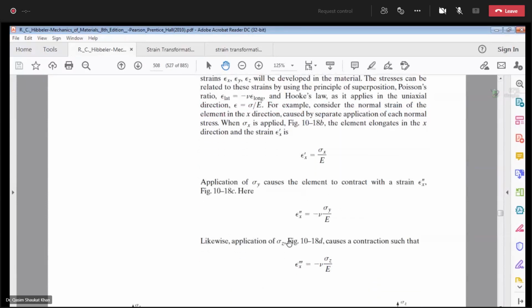Likewise, application of sigma z causes a contraction. Why does the contraction occur? Because in the longitudinal direction sigma z is producing elongation, but in the lateral direction the effect of sigma z, that is epsilon z, will be opposite, so it causes a contraction. So epsilon x triple dash is equal to sigma z over E times the Poisson ratio times the minus sign. Okay, is this point clear?